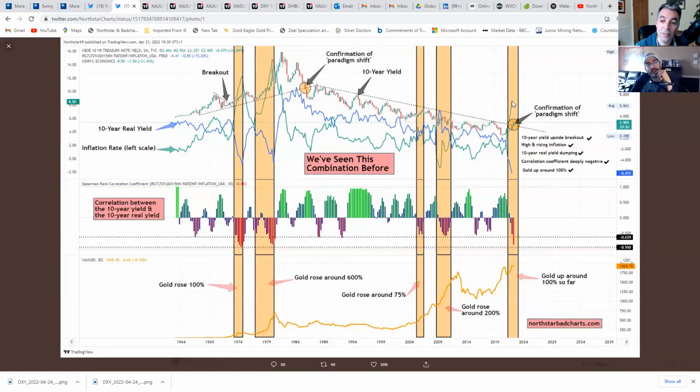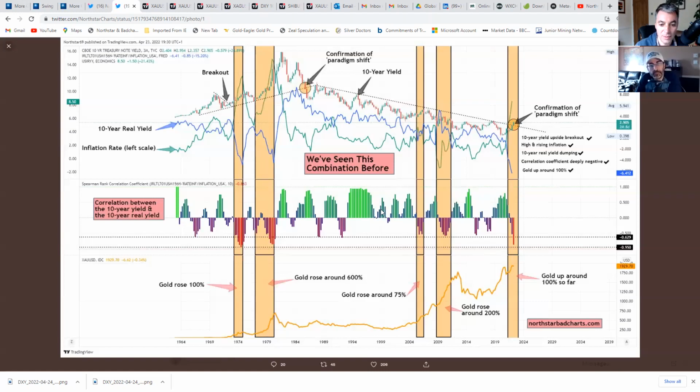Transitory, it isn't. And at the same time, the 10-year real yield is reacting to that, because the yield itself is only rising relatively slowly whilst the rate of inflation is taking off like a rocket ship. So the real yield is dumping. And that explains to a considerable extent why gold hasn't fallen significantly. And in fact, it's just recently retested its all-time highs.